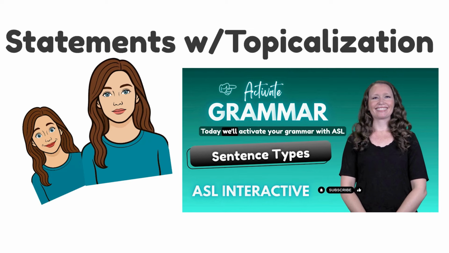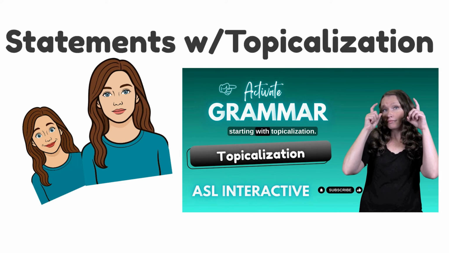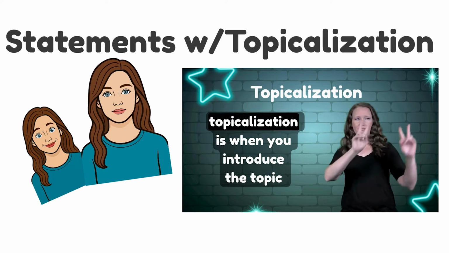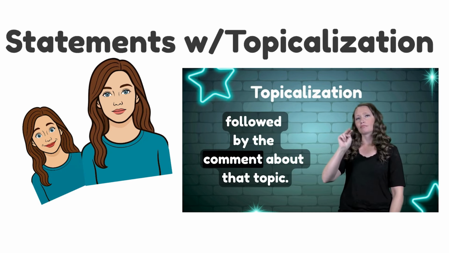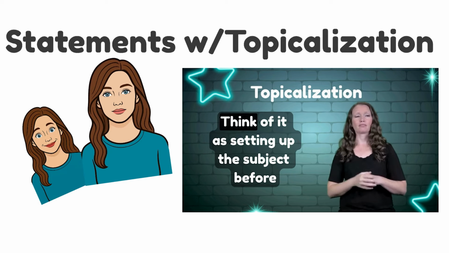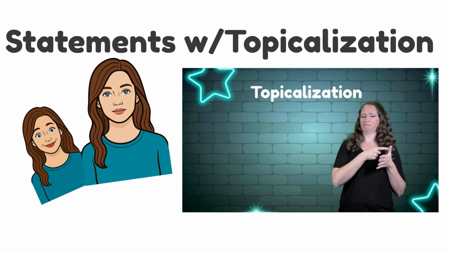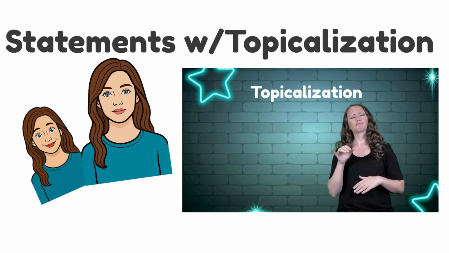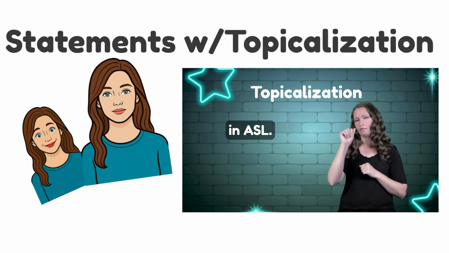Interactive. Today, we'll activate your grammar with ASL sentence types, starting with topicalization. In American Sign Language, topicalization is when you introduce the topic first, followed by the comment about that topic. Think of it as setting up the subject before giving information about it. This is one of the basic sentence structures in ASL.